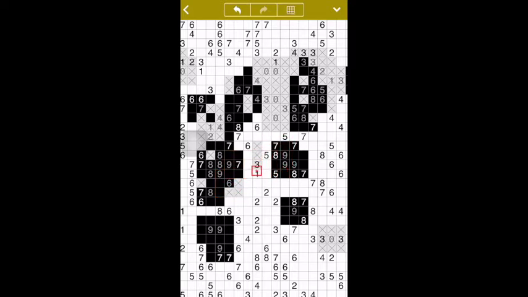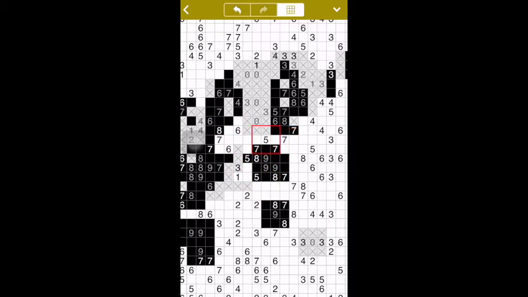Okay, 3 and 1, right? Difference of 2. So I need to have 2 black spaces at least. I only have space for 2, so they become black spaces. And then 3 gray on the bottom, I get the 7. Where can I go?